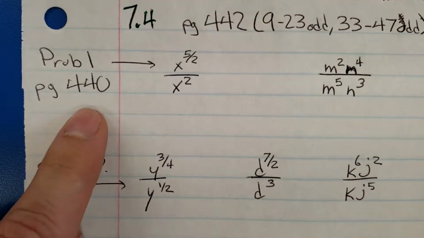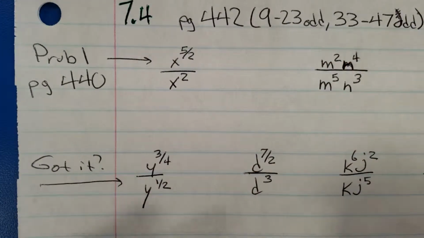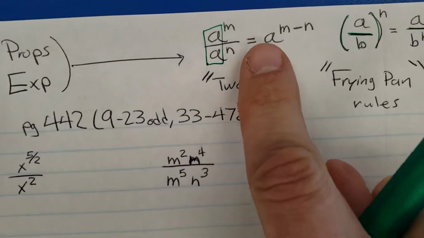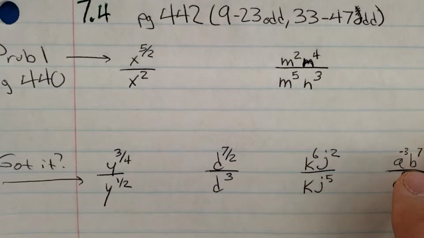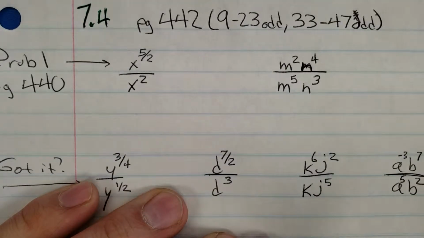Problem number 1 at page 440. We have x to the 5 halves over an x to the 2. Okay, so big kids, little kids, or you could just answer this question. Which side has more, and then how much more?